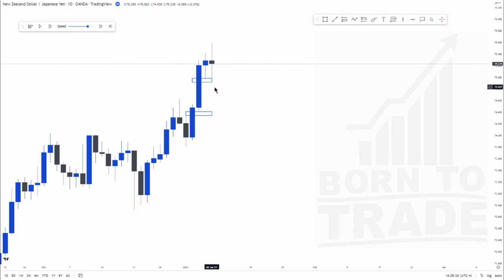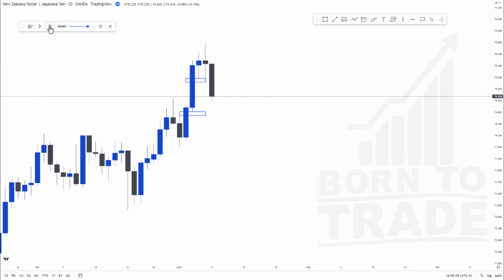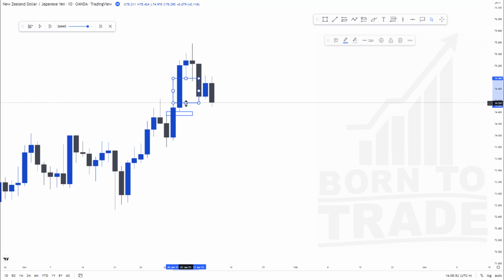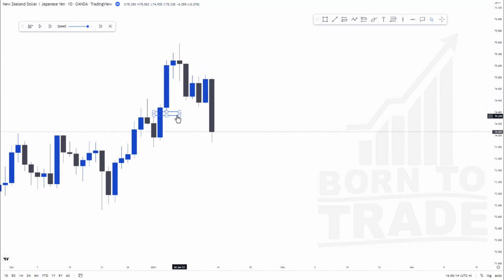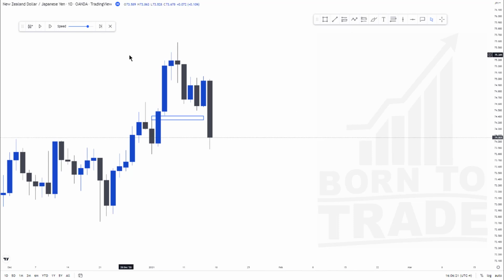So price left the imbalance, and pressing price forward, what do we see? Price came back and filled this imbalance. This particular imbalance was filled, and what do we see? Price came lower to fill this particular imbalance right here. I hope you can see what happened right there. Okay, so let's move forward.